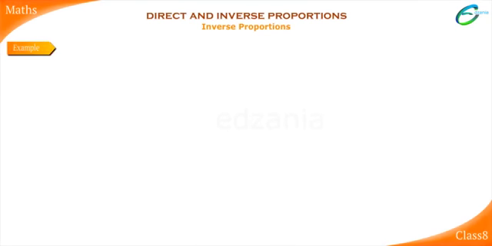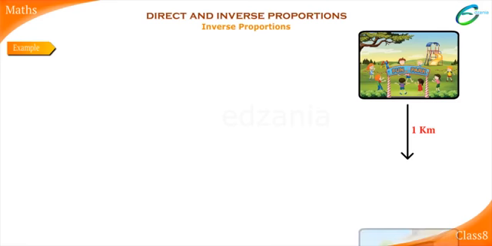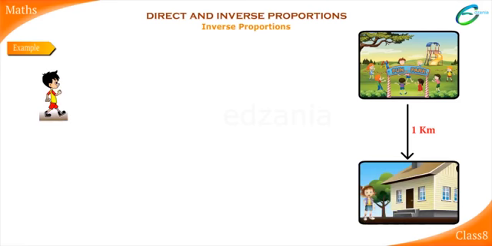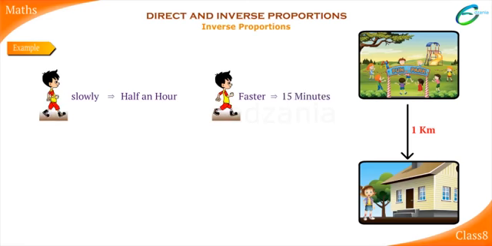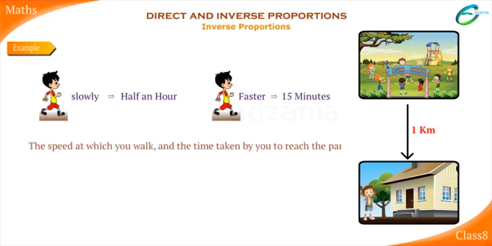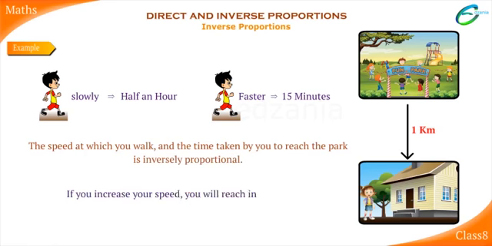Real-life example. Now let us observe some examples in our real life where we can see inverse proportions. Suppose that there is a park which is 1 kilometer away from your home. If you walk slowly, you need half an hour to reach there. If you walk faster, you will reach the park in 15 minutes. That means the speed at which you walk and the time taken by you to reach the park is inversely proportional. If you increase your speed, you will reach in lesser time.